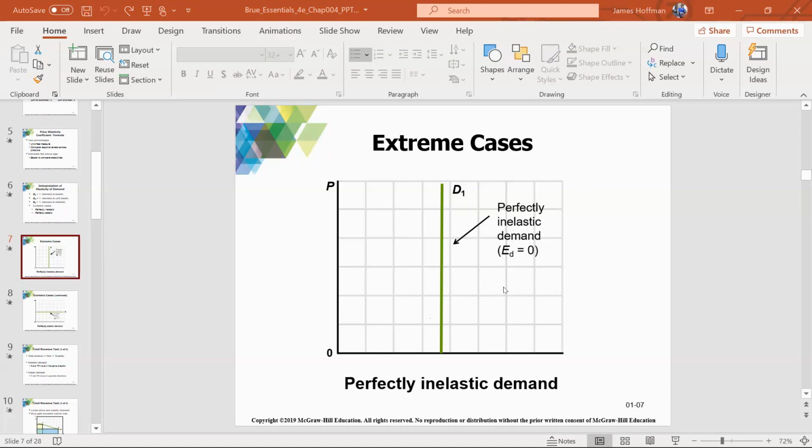Now this is an extreme, and most goods or services don't go into this category. But if you can think of some examples of goods that might have an elasticity of 0, which is a perfectly inelastic demand curve, it helps to understand the concept.